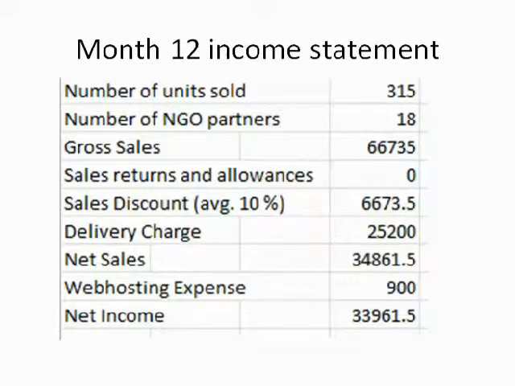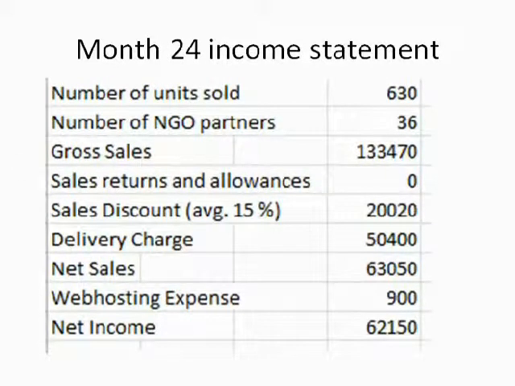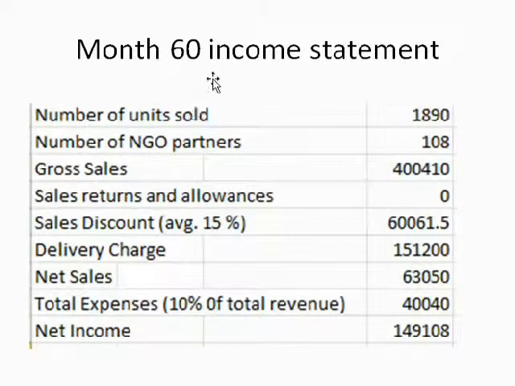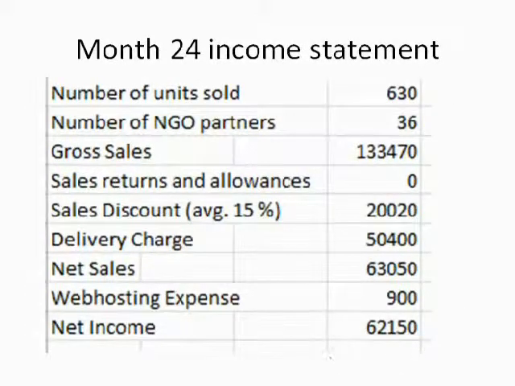In month 12, in a year, we aim to reach a net income of 33,961, going by a linear projection from the sales incurred till month 6, and in 2 years we aim to have a total income of 62,150 by the same approximation, and our number of NGO partners, most importantly, has grown up to 36. In 5 years' time we want to reach a net income of 1.4 lakhs per month. Mind you, all these values of net income are on a monthly basis.